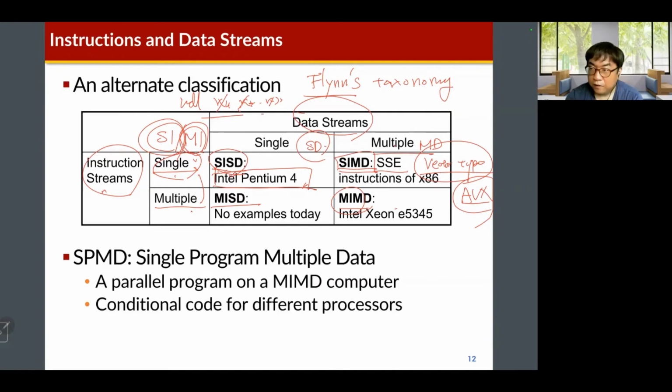Okay, because these kinds of data are frequently observed in multimedia applications. So that's why SIMD is frequently used. And the MISD, this is very inefficient, so no examples today. Multiple instructions handle a single data. So this is very inefficient. Okay, and the MIMD, this is the multi-core architecture.